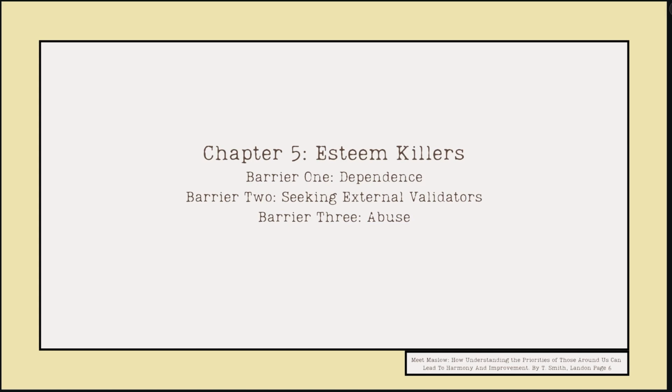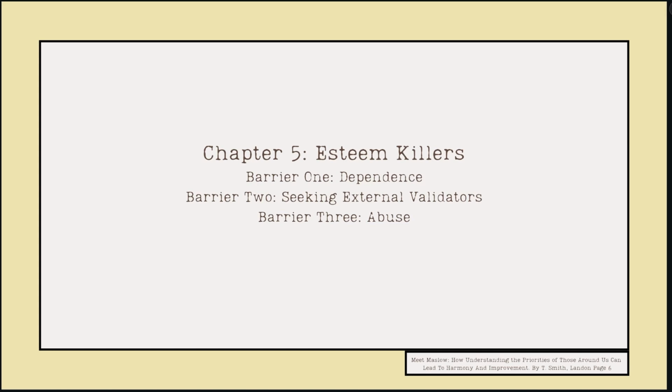Does your character live day to day at the mercy of others? Barrier 2. Seeking external validators. When we seek the approvals of others, we open ourselves to being manipulated. Does your character have enough mental strength to do what they want, or do they seek the approval of others?